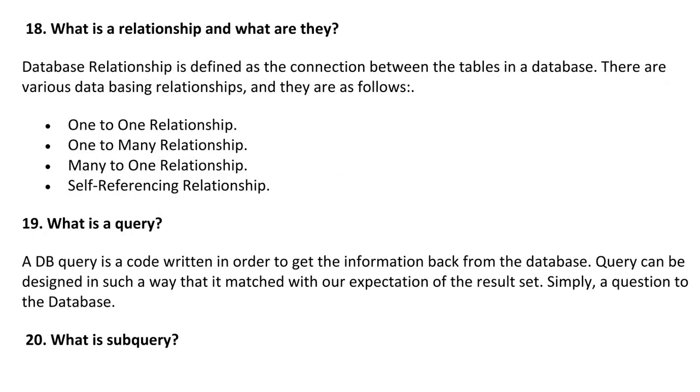What is a relationship and what are they? A database relationship is defined as the connection between tables in a database. There are various database relationships, and they are as follows: one-to-one relationship, one-to-many relationship, many-to-one relationship, and self-referencing relationship.